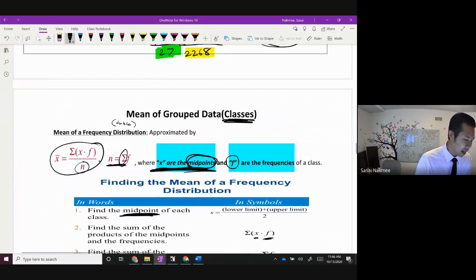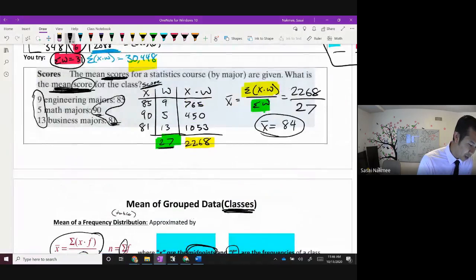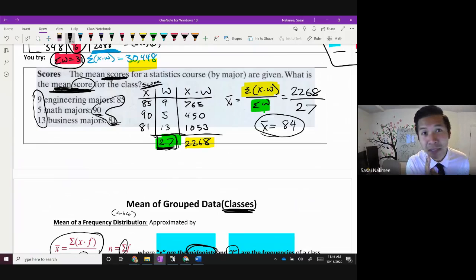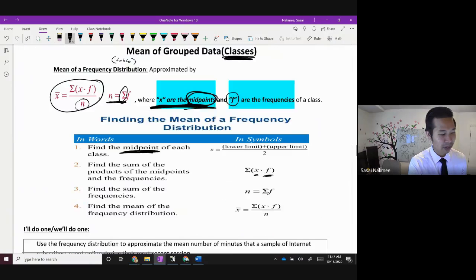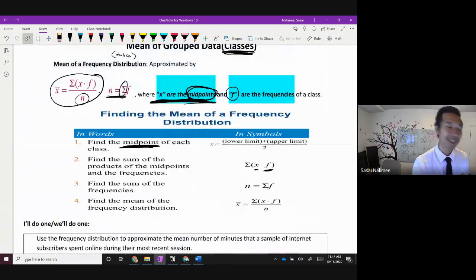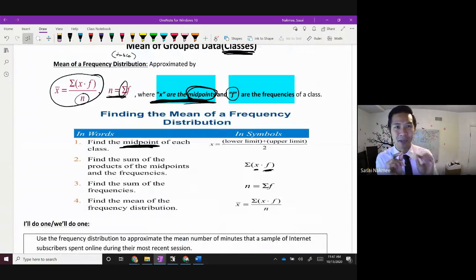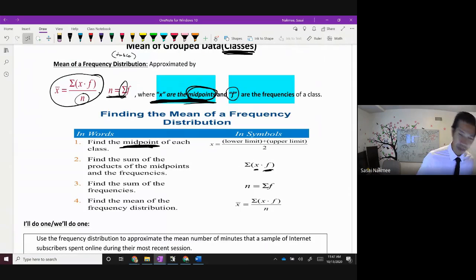If you think about it, the weights here were 9, 5, and 13, and we got a total sum of 27. That means there were 27 students in that class. The sum of the weights is equal to this. But what was the sample size of this class? It was 27 as well, right? That's what I'm saying: this is very similar to what we just did. It's just slightly different notation. Okay, I'm talking too much. Let's actually do a problem.